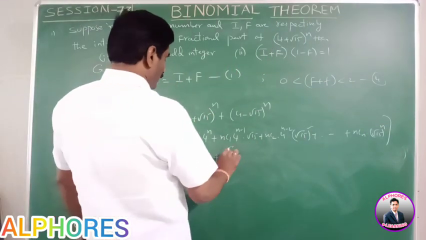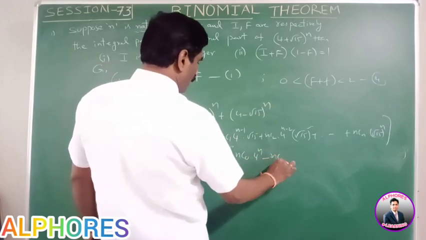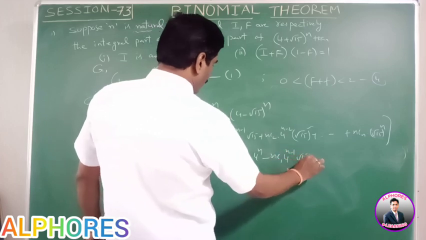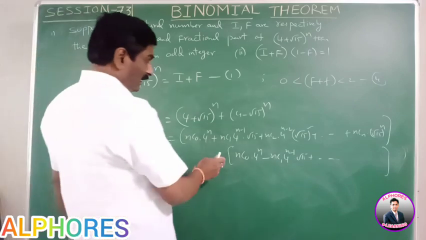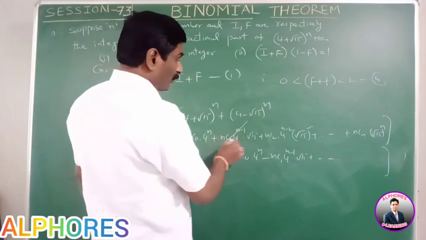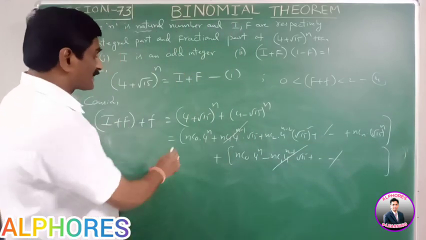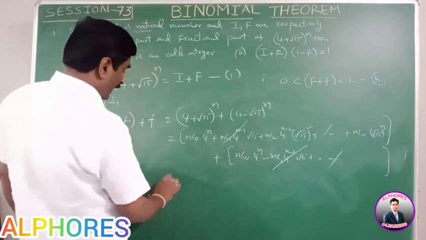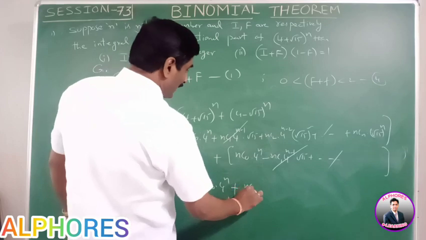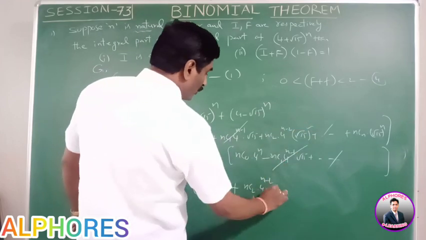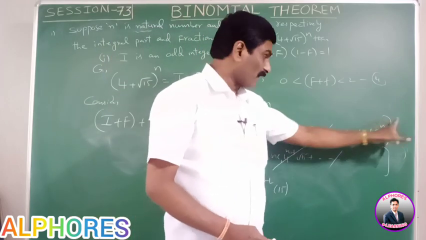Next, plus here also nC0 into 4 power n minus nC1 into 4 power n minus 1 into root 15 plus, and so on. Please observe these values. What are the remaining terms here? nC1 into 4 power n minus 1 into root 15, nC3 and so on, these values are cancelled. Here nC0 into 4 power n plus nC0 into 4 power n means 2 into nC0 into 4 power n. Next, what is the term? nC2 into 4 power n minus 2 into root 15 whole square, which means 15. Next term is root 15 whole power 4. In this way we get these values.